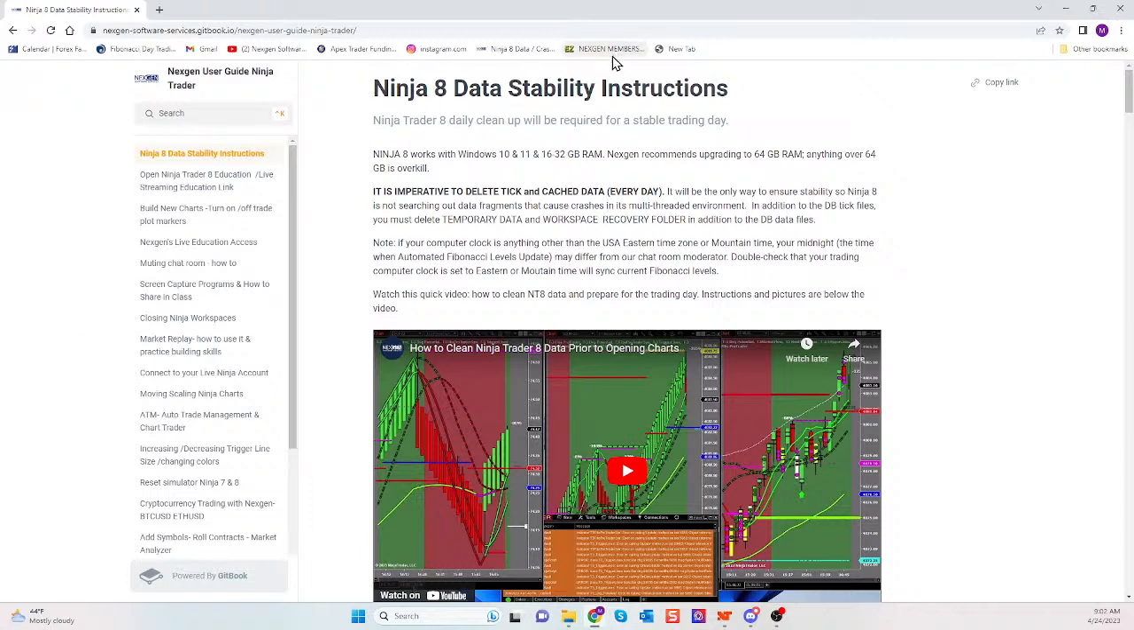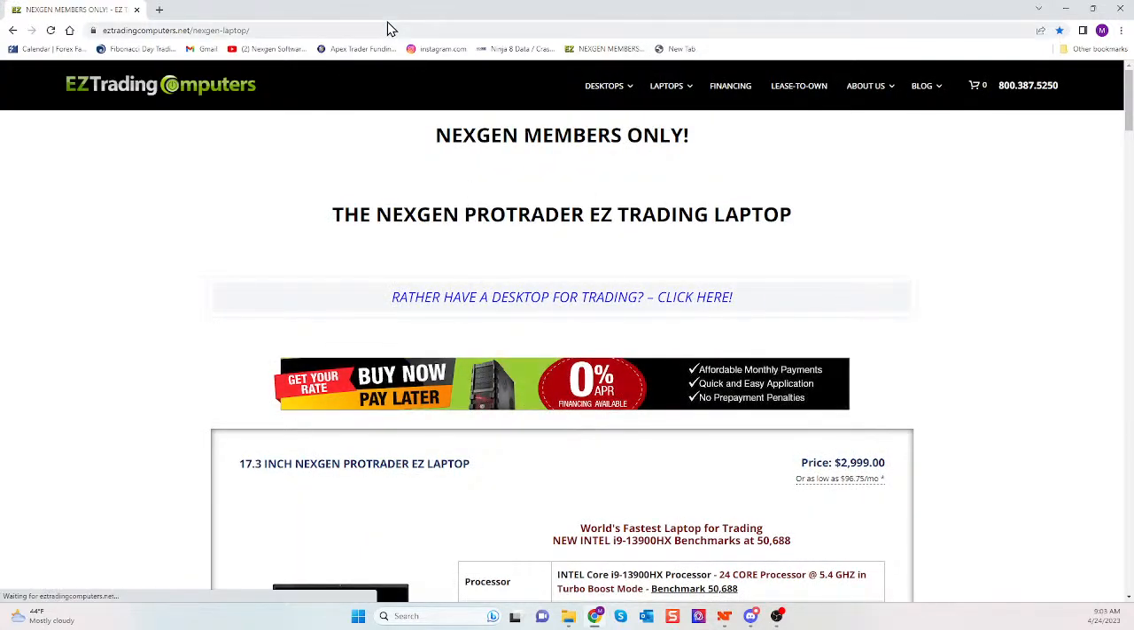NinjaTrader 8's a workhorse. So I know John Novak seems to never crash, and I probably just jinxed him because of it, but he has an absolute powerhouse of a computer.